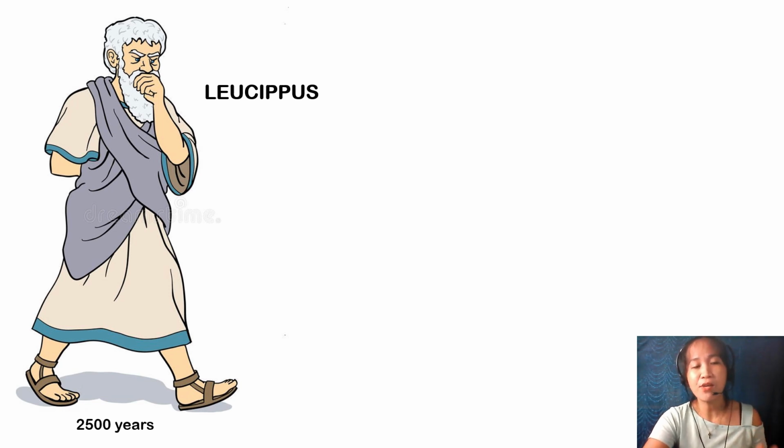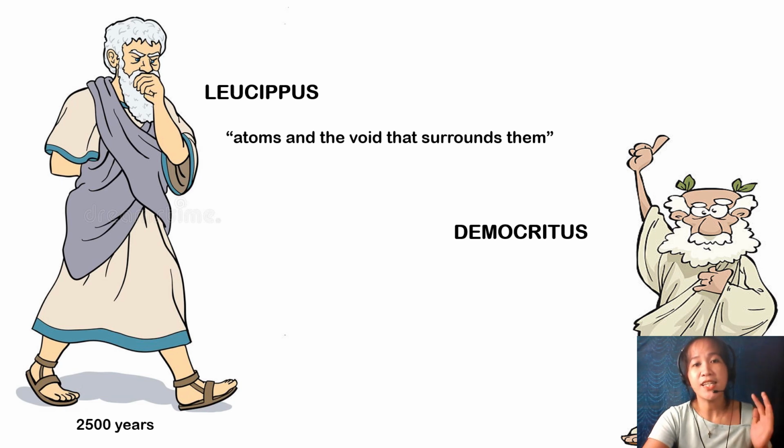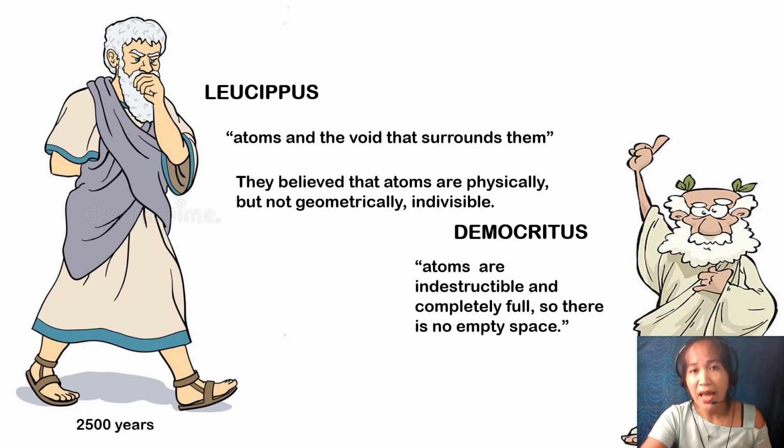So almost 2,500 years ago, Leucippus and his disciple Democritus believed that nature consisted of two things: atoms and the void that surrounds them. They believe that atoms are physically but not geometrically indivisible. Pag sinabi natin indivisible, guys, cannot be divided. Okay? So, for Democritus, atoms are indestructible and completely full. Okay? So, hindi na na-destroy, no?